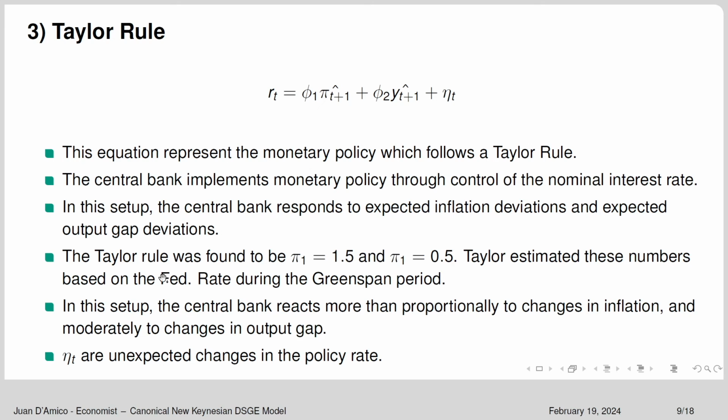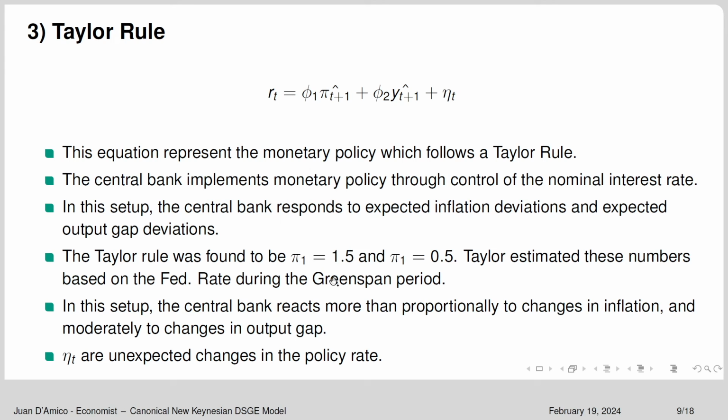Now, the Taylor rule was found to be 1.5 for phi 1. I'm sorry about this. I'm going to modify now the slides. This should be phi 1. And here goes phi 2, and this value was found to be 0.5. Now, Taylor estimated these numbers based on the Fed rate during the Greenspan period. Of course, these are all values that we can estimate in our models.